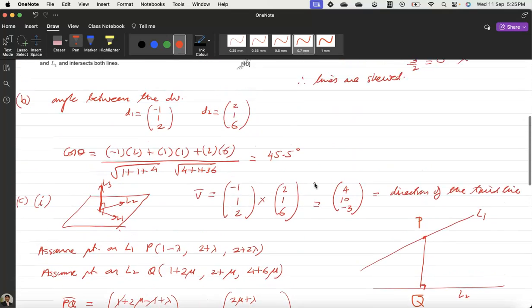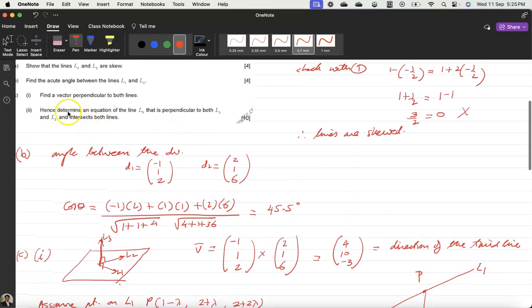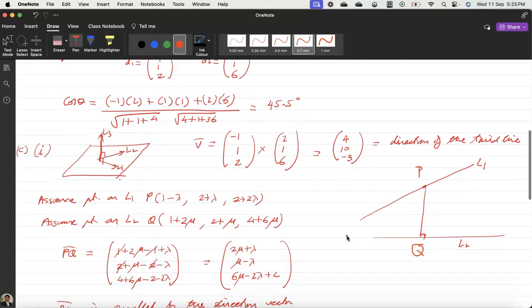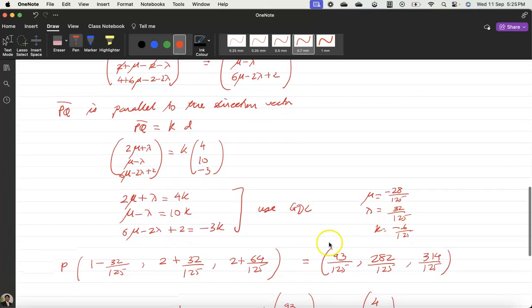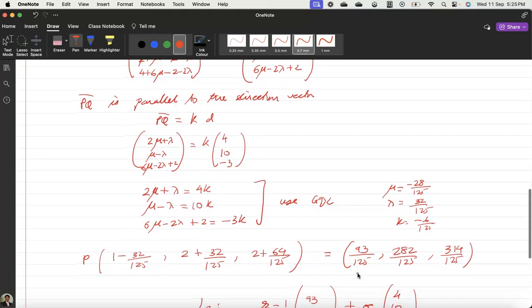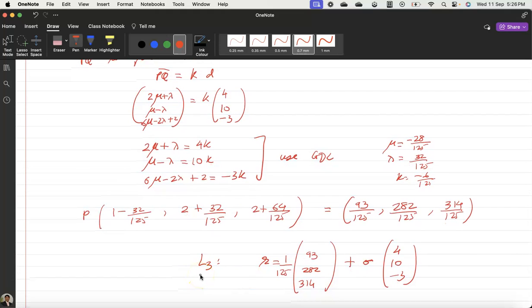Now the question is asking you, hence determine the equation of the line L3. So we know the direction vector of L3. We need to know a point on L3. You can choose either point P or point Q. If I choose point P, I'll take this value of lambda and put it in the parametric equations of P. So this will give me point P. Therefore your equation of L3 is r is equal to this point P, plus some sigma times the direction vector. I use sigma because lambda and mu are both already used. That's how we do this.